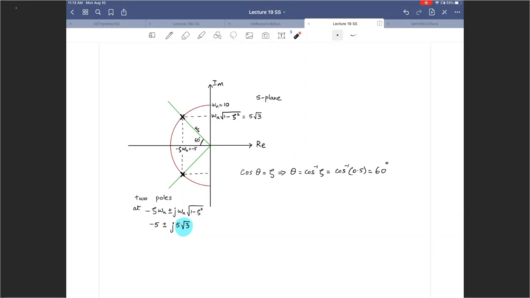Right? Because that's where this lies, at 5 square root 3. So if you keep going on this circle, you reach 10. But the y value for that particular pole is the damped frequency 5 square root 3, or the imaginary part of both poles. So we have sketched the pole zero plot for the second order system here.